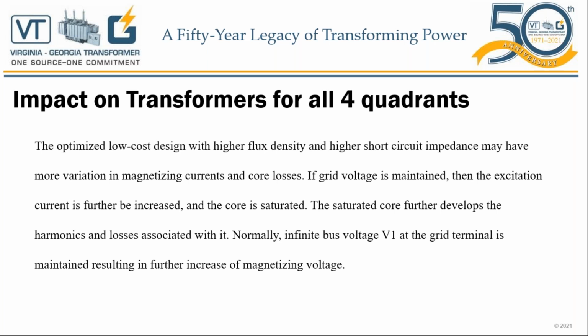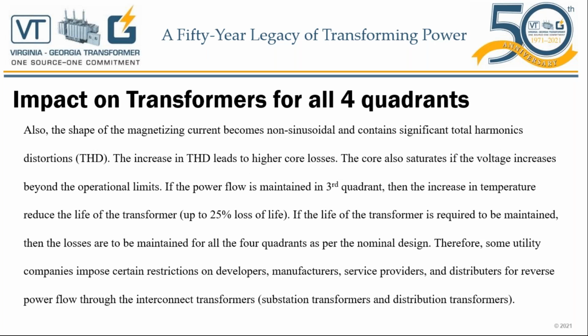If grid voltage is maintained, then the excitation current is further increased and the core is saturated. The saturated core further develops the harmonics and losses associated with it. Normally, infinite bus voltage V1 at the grid terminal is maintained, resulting in a further increase of magnetizing voltage. Also, the shape of the magnetizing current becomes non-sinusoidal and contains significant total harmonic distortion, THD. Now, under our IEEE standard C57.110, there are calculation methods and descriptions for the non-sinusoidal conditions. The increase in THD leads to higher core losses.